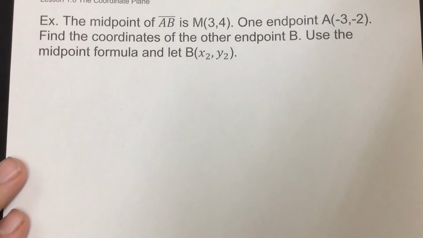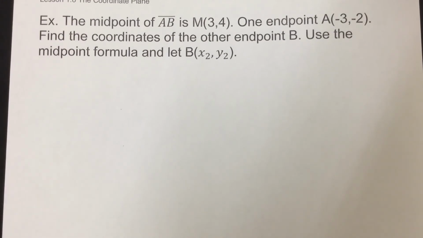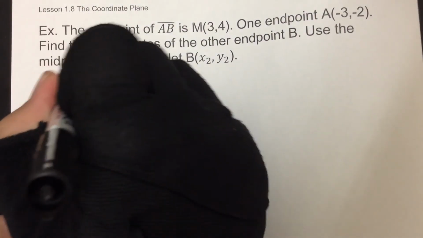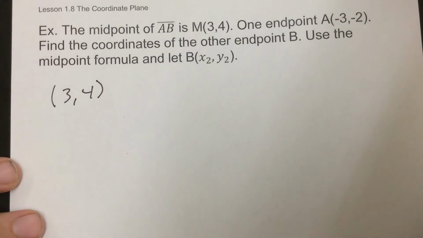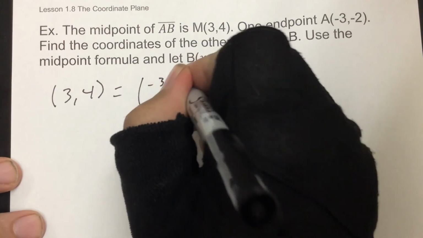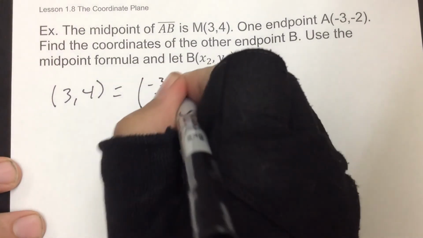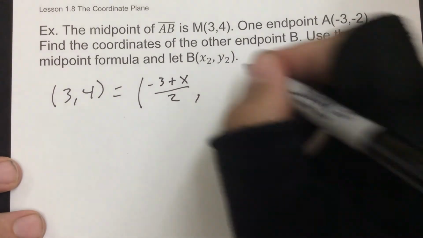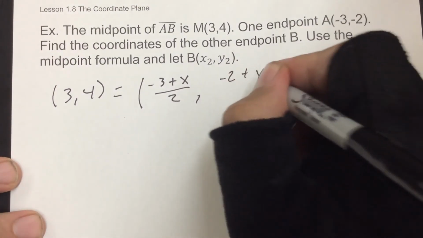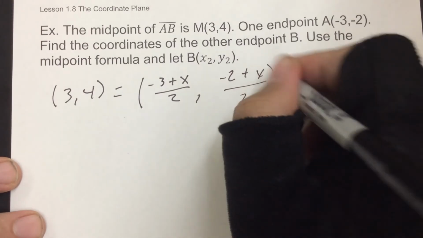Lastly now, what happens if we have one endpoint and the midpoint, but not the other endpoint? Well, we still set it up using that same formula. We're going to go 3, 4 as our midpoint equals our x's added together. Well, our one x is negative 3. We don't know our other one, so we're going to leave it as an x, and that's all going to be over 2. The other one is our negative 2, plus we don't know our y, so we'll leave it as a y over 2.